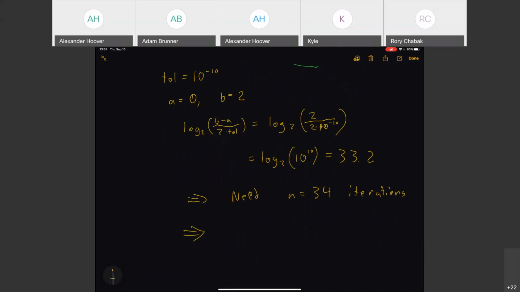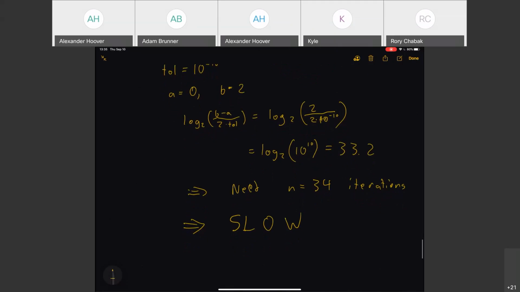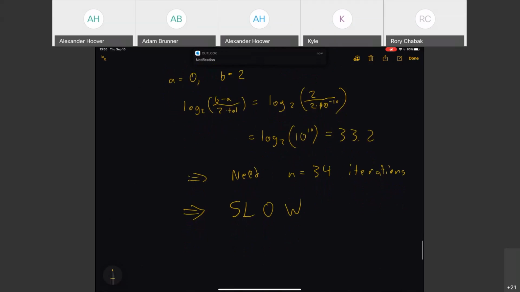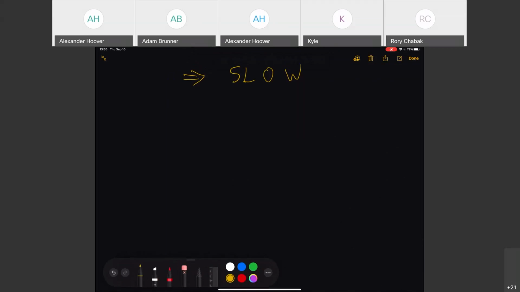One major comment that I'll make is that this is very slow, in the sense that 34 iterations is a lot. The other comment is that it's kind of cool to think about a method that works regardless of your function. But that's the benefit and the flaw. The last thing I'm going to do before I let you go is talk about the convergence rate, and then we'll start on fixed point functions on Tuesday.